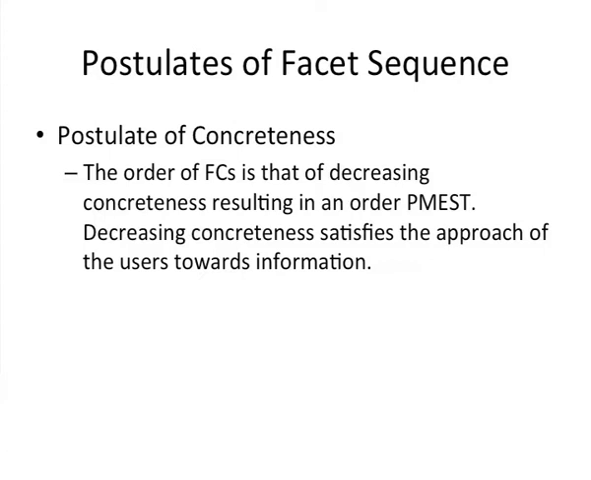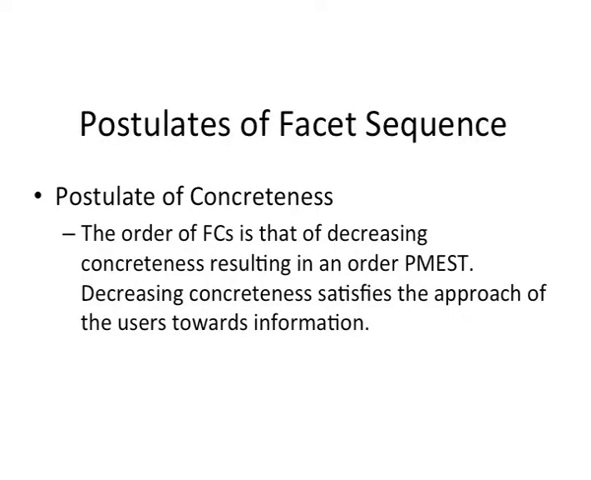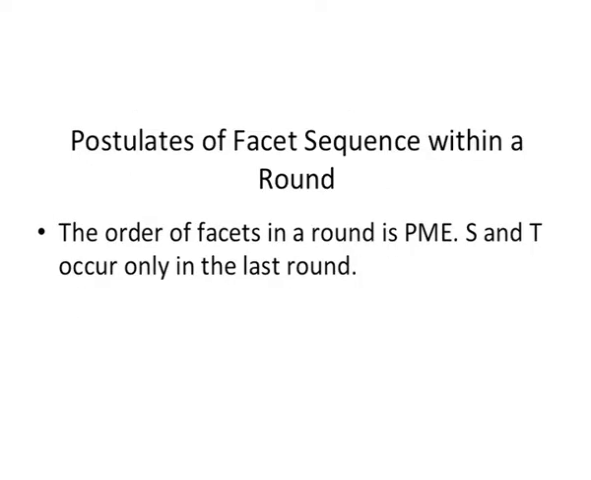So, decreasing concreteness says personality is most concrete, and similarly next in order of concreteness is matter, next energy, next is space, and time is the least concrete. So, he has mentioned the order of these facets as basic facet followed by personality, matter, energy, space and time. Then further he has given the postulate of facet sequence within a round. He says whenever the first energy occurs in a subject, after that a new round starts. So, the first occurrence of energy in a subject starts the second round. So, this is the postulate given.